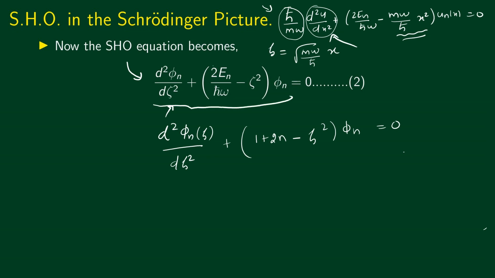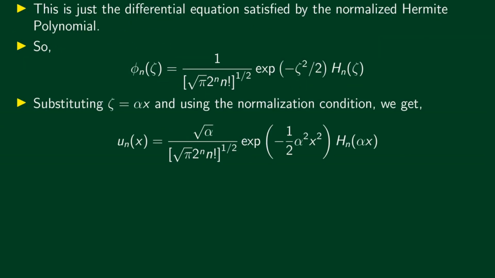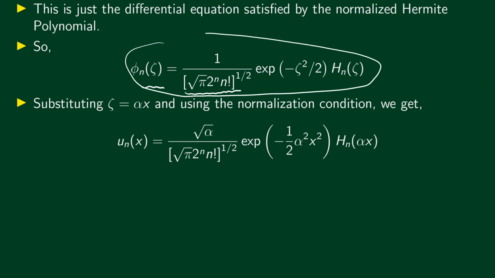The only thing we need to do is to write 2En by h bar omega equal to 1 plus 2n. That will give us the energy eigenvalues. That's simple, but let's first talk about the energy eigenfunctions. Now, the solution to this equation is obviously the orthonormal Hermite functions, which are given by phi n of zeta is equal to 1 by square root of pi 2 raised to n factorial whole raised to 1 by 2, which was the normalization factor, exponential minus zeta square by 2, Hn of zeta, and Hn of zeta were the Hermite polynomials, and together this is the orthonormal Hermite functions.